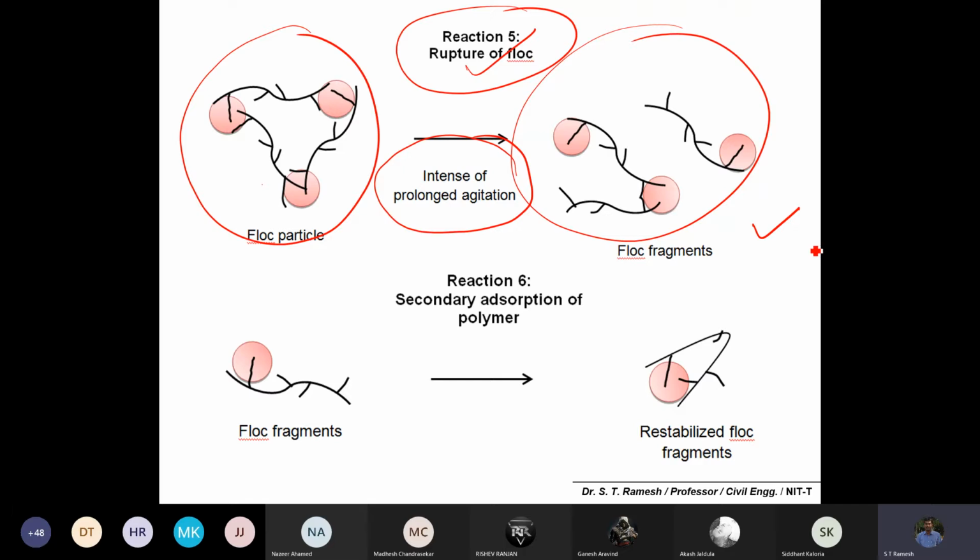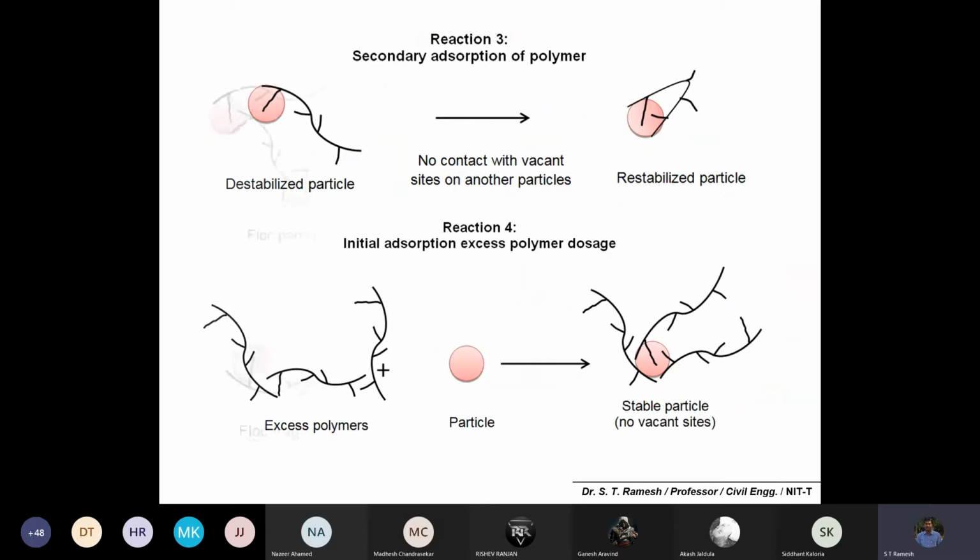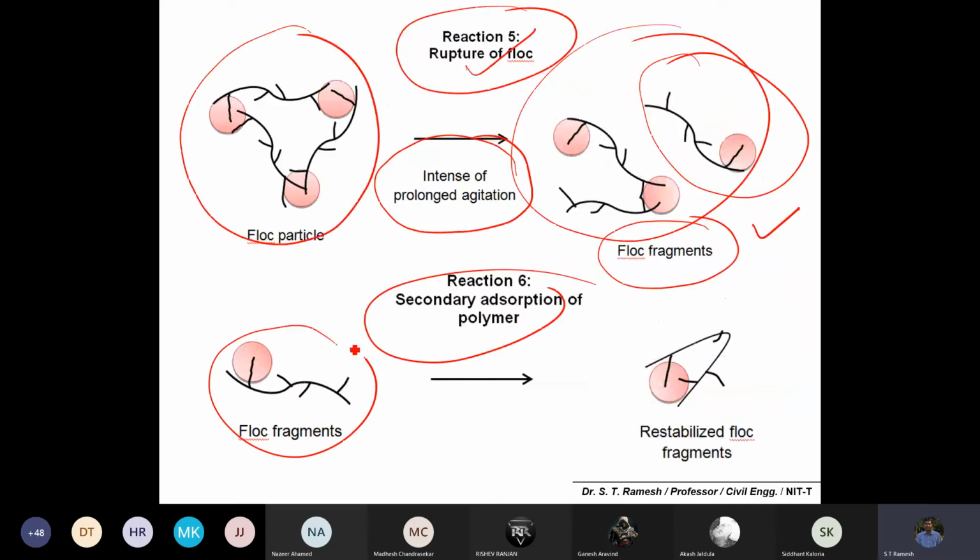Is it fine? Yes, sir. So please make a note. This is called disintegration of already formed flocks, flock fragments. And if it is fragmented, there could again be step number 3, something similar to secondary adsorption. Flock fragments are again in a restabilized form like this.